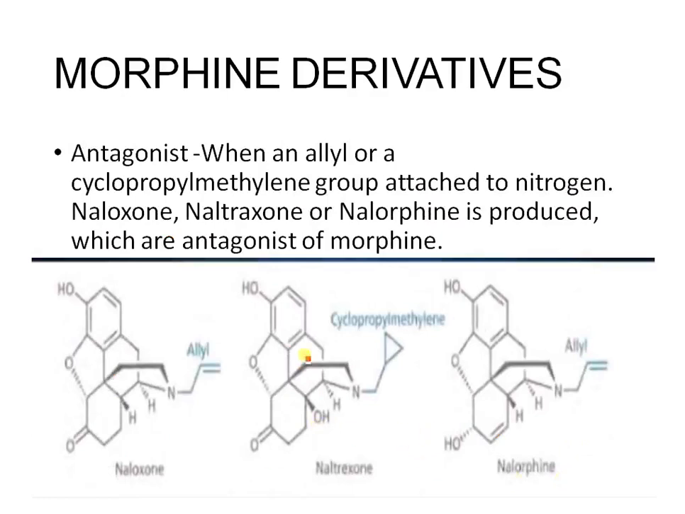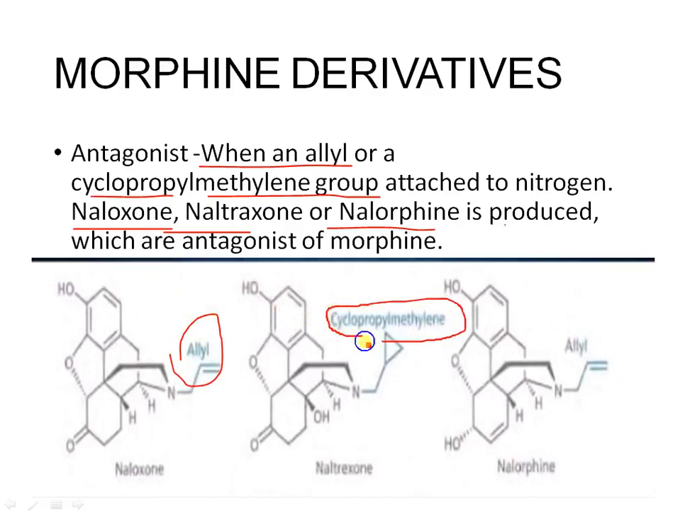Then the opioid antagonists. When an allyl or cyclopropylmethylene group is attached to the nitrogen, it produces naloxone, naltrexone and nalorphine, which are the antagonists of morphine. This is the allyl group, this is the cyclopropylmethylene functional group, this is again allyl. Naloxone, naltrexone and nalorphine are the antagonists.